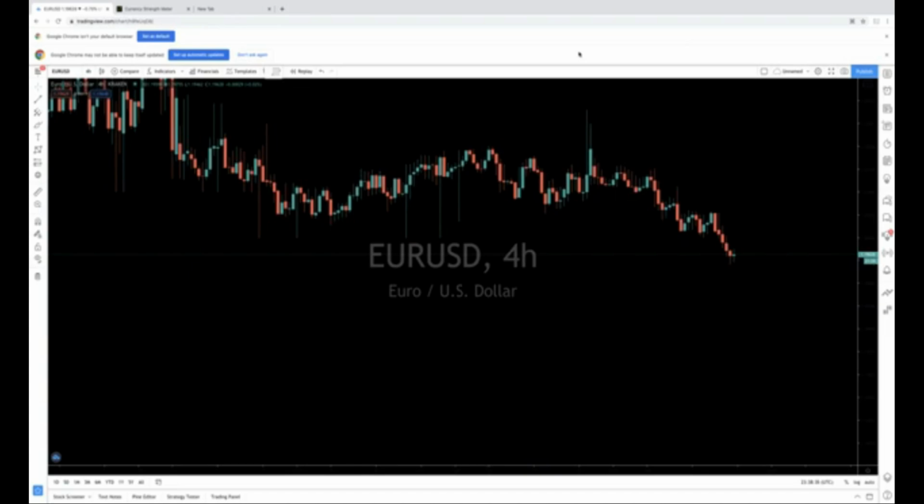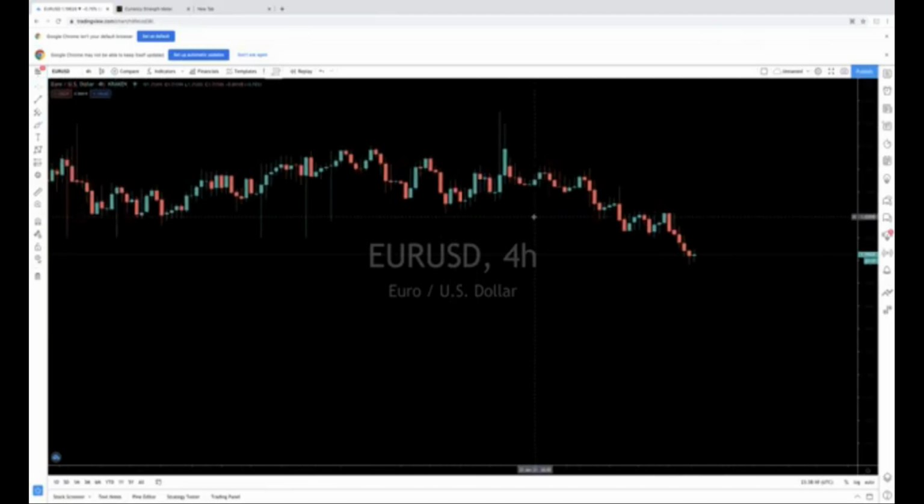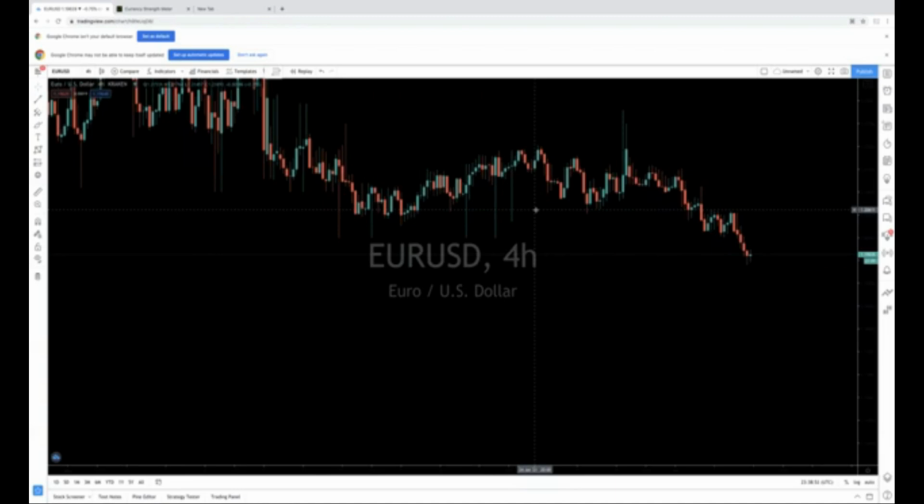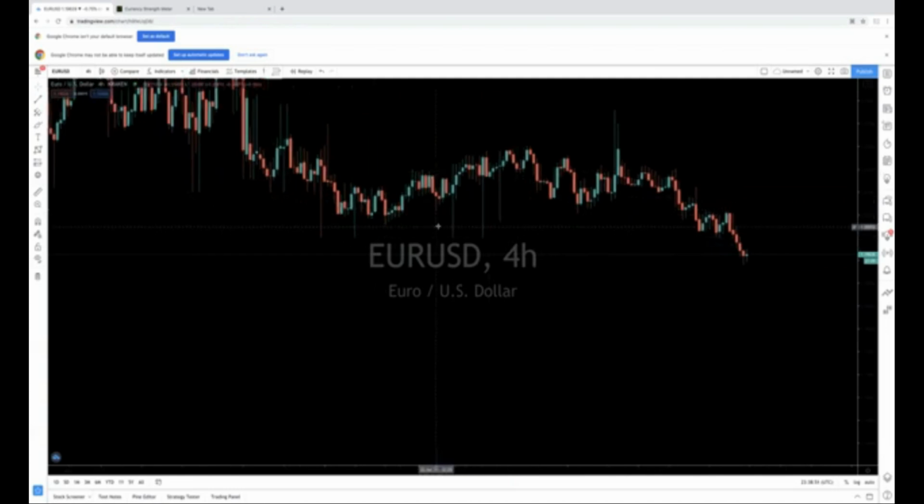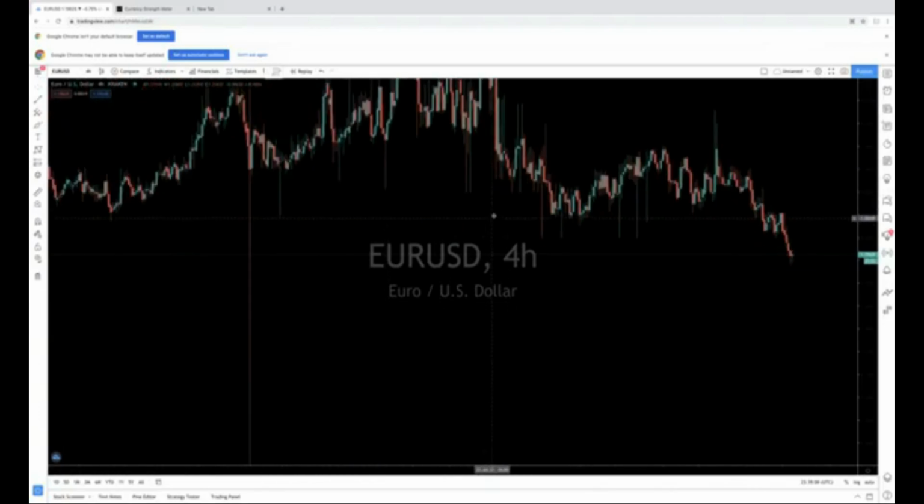All right, so here we go, guys. So I have my EUR USD here on my chart, and I don't have anything on my chart. When I first start marking up my charts, I don't have anything up there. I need to see it bare, naked, nothing. And what I'm looking for is the trend. Is this an uptrend? Is this a downtrend? And I'm also looking for areas of resistance, guys.